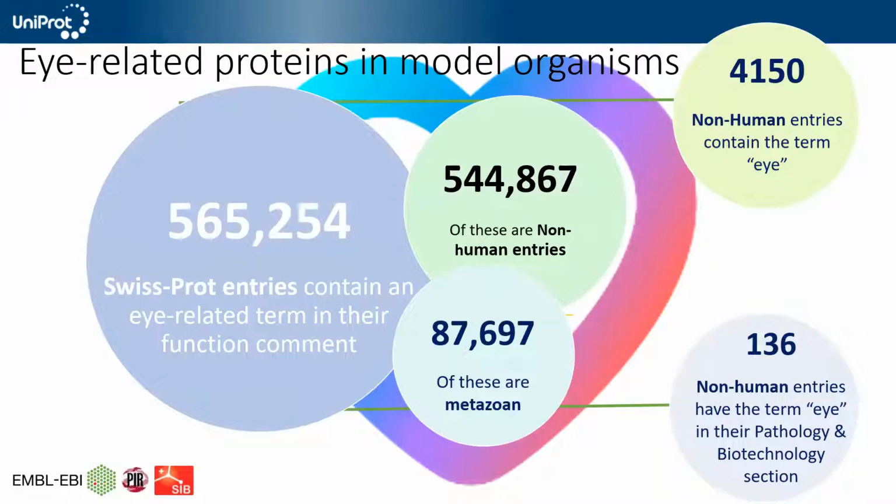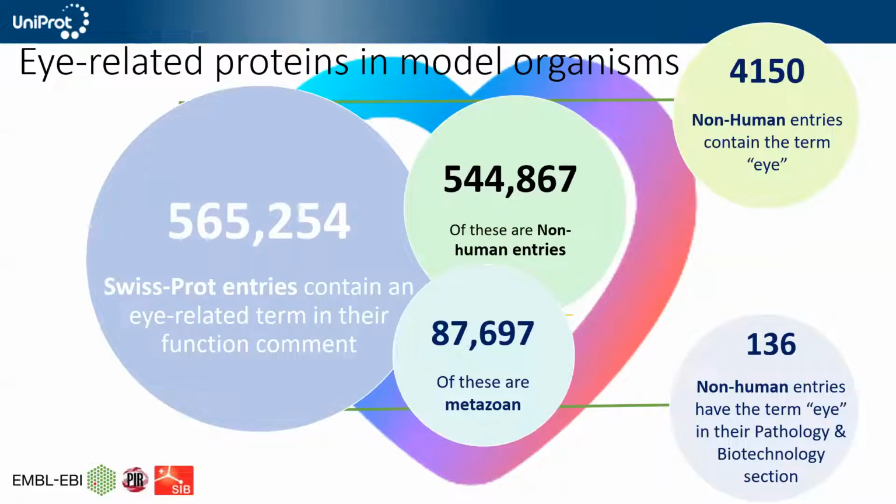But what's interesting is that the majority of entries that we have is actually from non-human entries. So over 500,000 of these are actually non-human entries. So these are from our model organisms. And 87,000 of these are metazoans. So they're animal. So they can be closely related to humans.